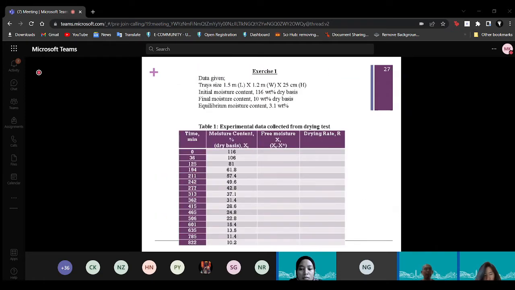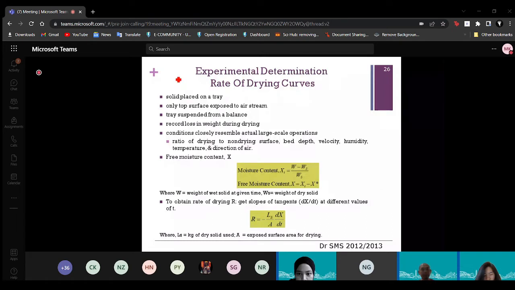Okay, now we're going to move up to this part: experimental determination of the rate of drying curve. This is what we're going to do for the exercise. We're going to establish the drying curve and plot the graph, because this is a very basic fundamental.